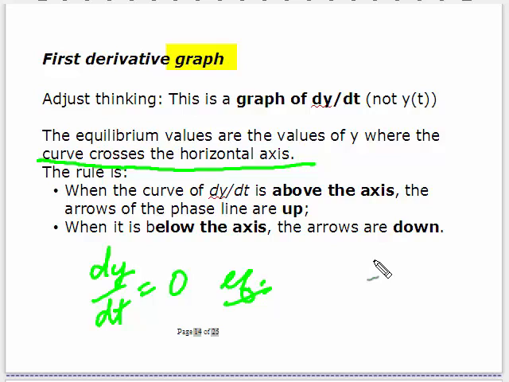Graph dy by dt against y. Where it crosses the horizontal axis, those are the equilibrium values. If the curve is above the axis in that region, then draw the arrow up. If the curve is below the axis in the region, draw the arrow down. And here I'll show you an example now.